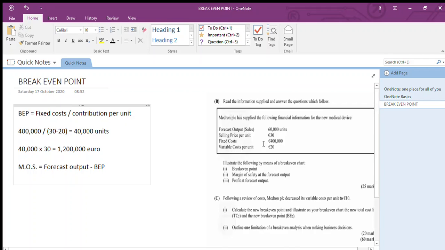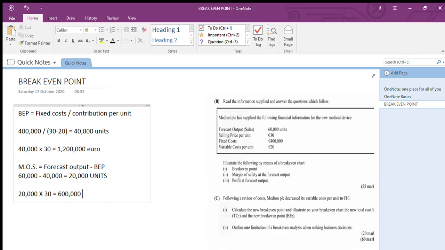So my forecast output is 60,000 units. My break-even point is 40,000 units. Therefore, my margin of safety is going to be the difference between the two. 60,000 minus 40,000 units is going to be 20,000 units. That is my margin of safety. Again, because I'm drawing this on a graph, how much will my margin of safety be in euros? 20,000 units at 30 euro a piece. It's going to be 600,000 euro. It's my margin of safety in euro.